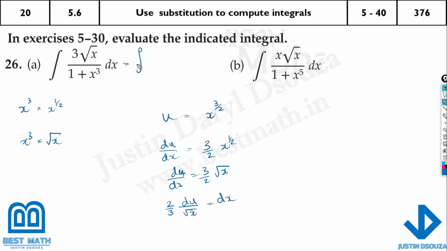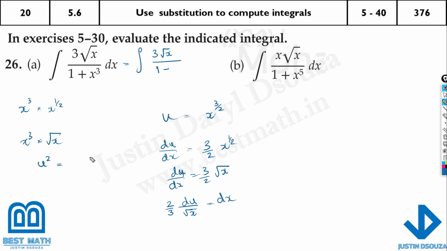It's going to be integral 3 radical x, square root x, sorry, 1 by x cubed will be 1. See here, we need what? x cubed, right? How can we get x cubed from u? We can't write u. u is x power 3 by 2. So what do we do? Here we square it up.